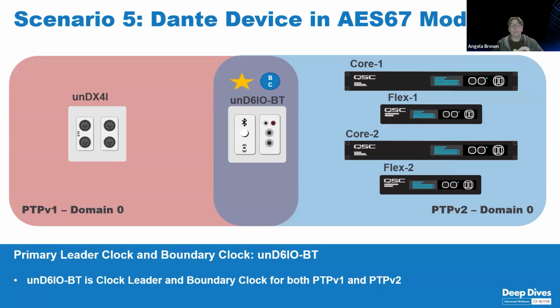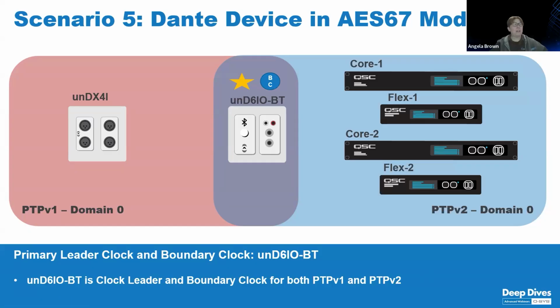We will use the UND6IO to sync to our PTP-V1 domain 0 device, and we will use the UND6IO to sync back to all of our Q-LAN devices. It is our boundary clock, and that's essentially what our boundary clock is going to do. In this case, it will most likely also be elected our grandmaster clock.